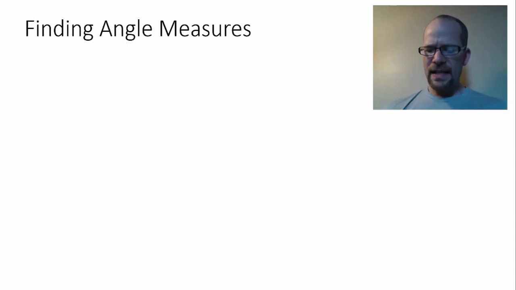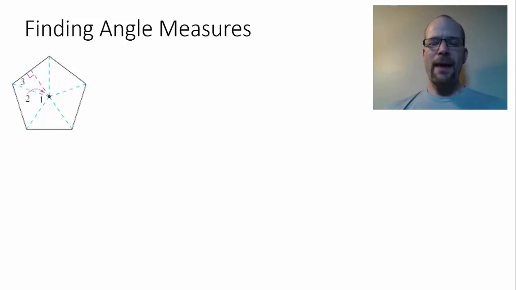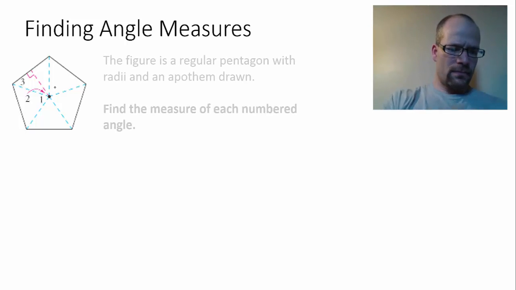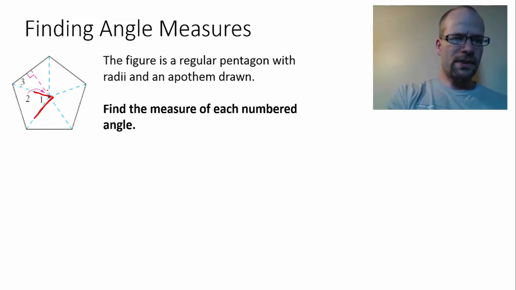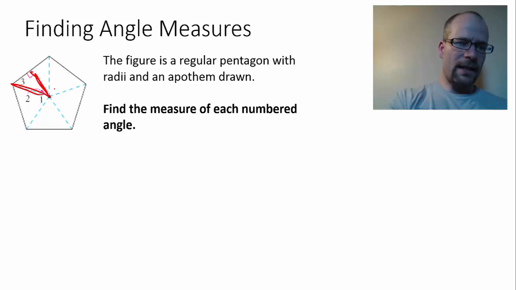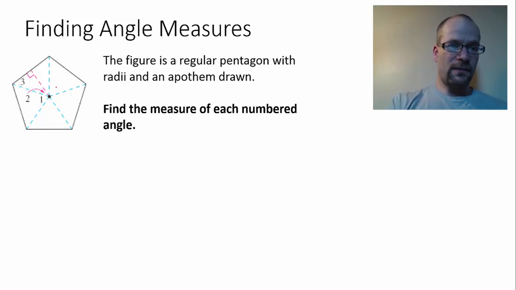Now let's talk about finding angle measures in regular polygons. The process is pretty much the same no matter what kind of polygon you have, although in some polygons there are shortcuts. Here's a regular pentagon. There are 3 angles numbered in here. You can see this is angle 1, which is a central angle. Angle 2 is formed by the apothem and the radius, so it's half the central angle. And angle 3 is this angle in here.